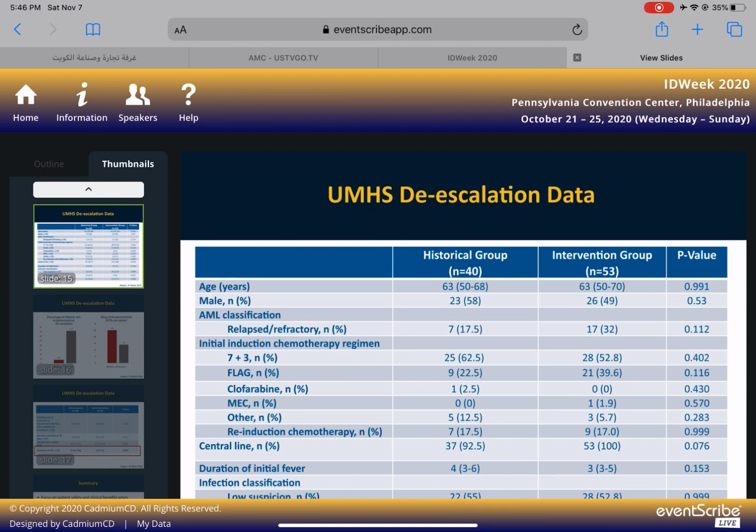And then you look at the breakdown of our classification of infection. In the historic group, 55% of patients had a low suspicion for infection, compared to 52% in the intervention group. A very small number of patients had suspected infections in either group. And then 30% of patients in the historic group had a documented infection, and 41% of patients had a documented infection in the intervention group.